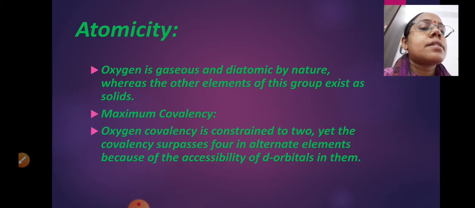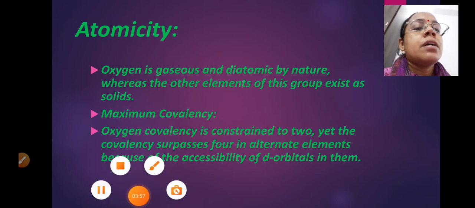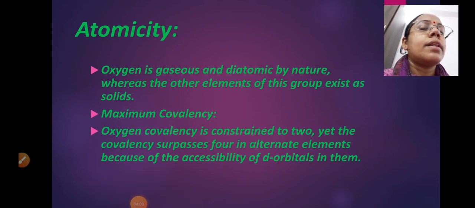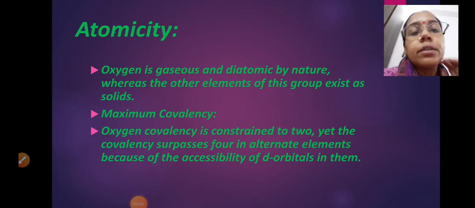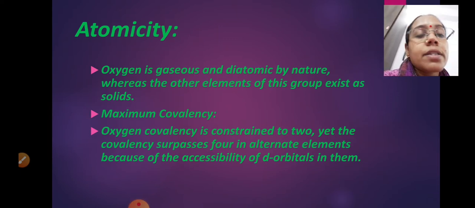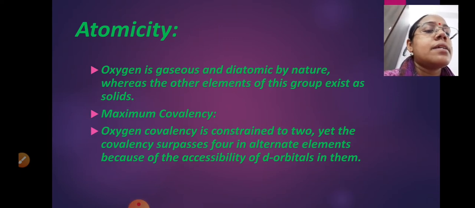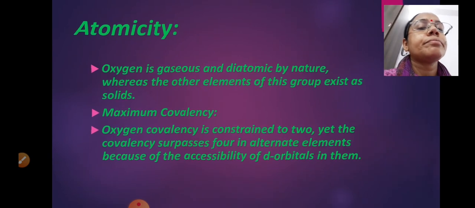Now maximum covalency. Oxygen covalency is constrained to 2, yet the covalency surpasses 4 in the alternate elements because of the availability of d orbital in them. D orbital is present in all the other members, and due to the absence of that, oxygen has covalency constrained to 2 only. That means it has covalency of 2.